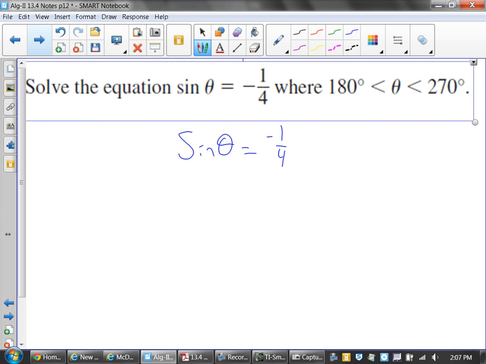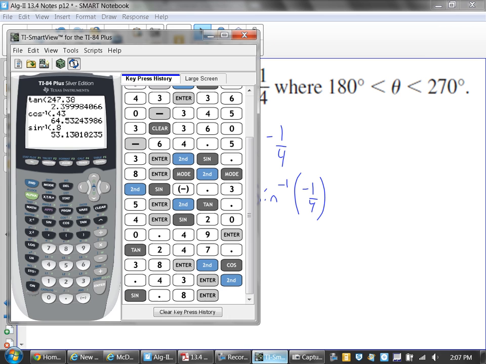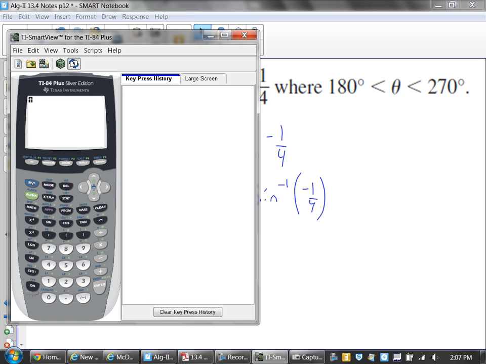How do you get theta by itself? We do the inverse of sine here. So when I type that in my calculator, theta is equal to the inverse sine of negative 1/4. And you guys get negative 14.48. Everybody get that?